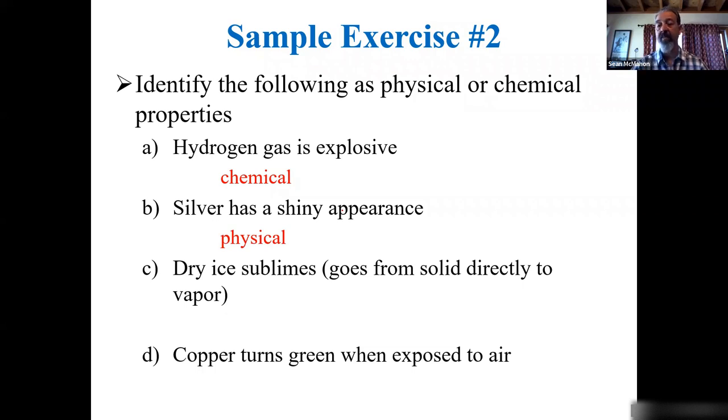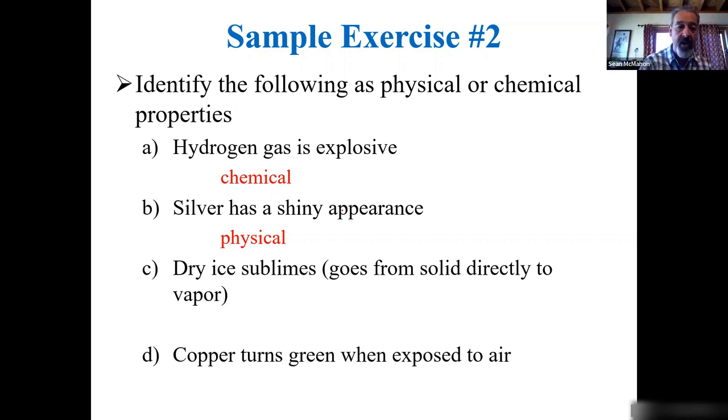Dry ice sublimes. You may have gone to Baskin Robbins and maybe got an ice cream cake and they give you a piece of dry ice. Dry ice is basically solid CO2. And what it does in our 1 atmosphere, right? Atmospheric pressure is it goes from a solid directly to a gas. So it goes straight into a vapor phase.